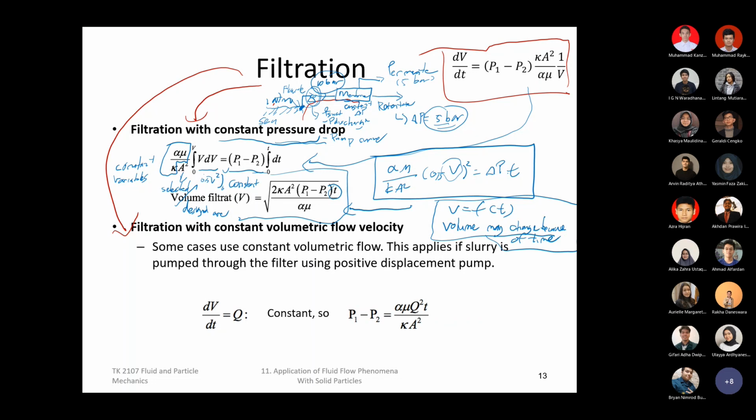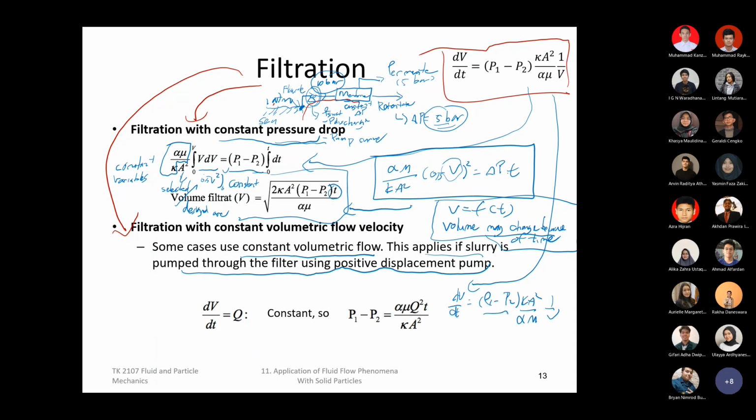If we really need to make sure that we have a constant volumetric flow rate, we lose the constraint in terms of the pressure drop. This applies if slurry is pumped through the filter using a positive displacement pump, a different kind of pump, as I mentioned before. So now we start with the same correlation: dV per dt equals P1 minus P2 kappa A square per alpha mu 1 per V.